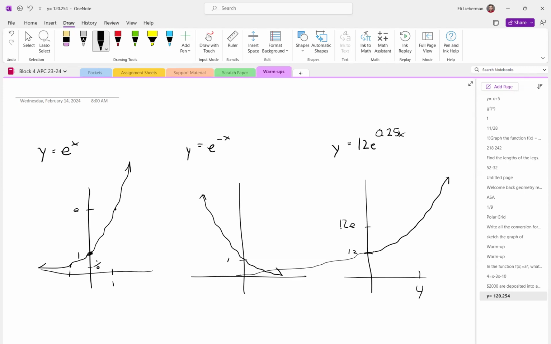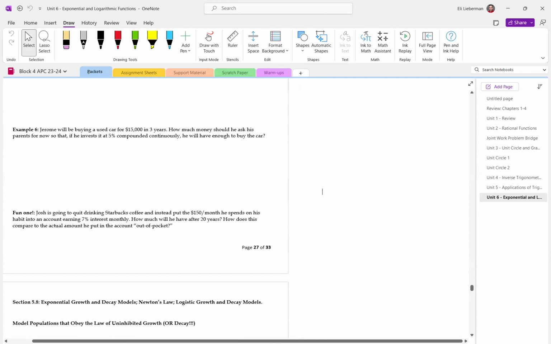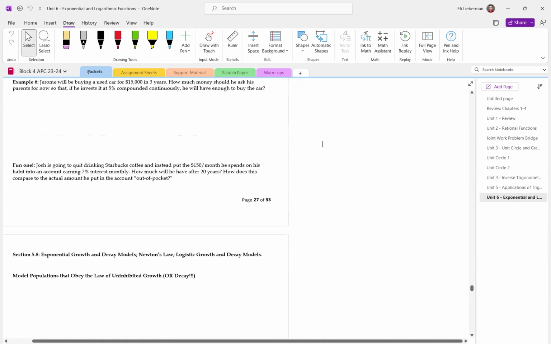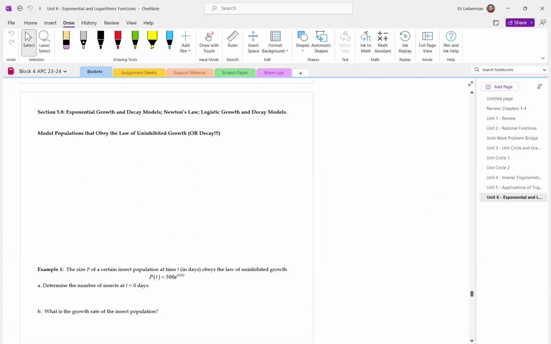Let's do it. Okay, more applications of exponential functions. Back to the packets. You're going to see this phrase from time to time: the law of uninhibited growth or decay. This applies to population and money. So we've already studied this actually.